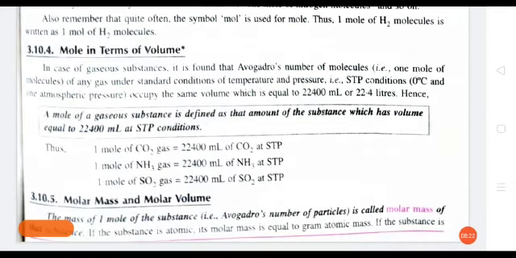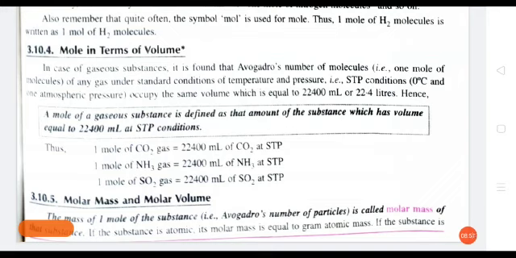Now next is mole in terms of volume. In case of gaseous substance, it is found that Avogadro's number of molecules of any gas under standard conditions of temperature and pressure, that is STP conditions, occupy the same volume which is equal to 22,400 ml or 22.4 liters.